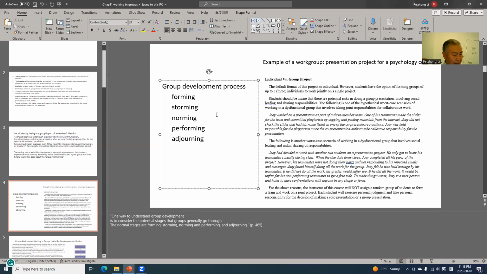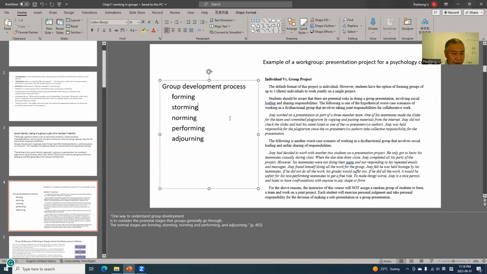What is the communication style you are comfortable with? You have to bring these issues to the group and work out these issues with your teammates. That's the storming stage. You are getting to know each other, and it's called the storming stage because there might be conflicts, there might be disagreements.